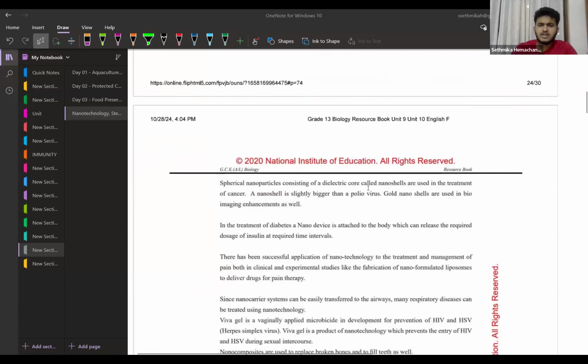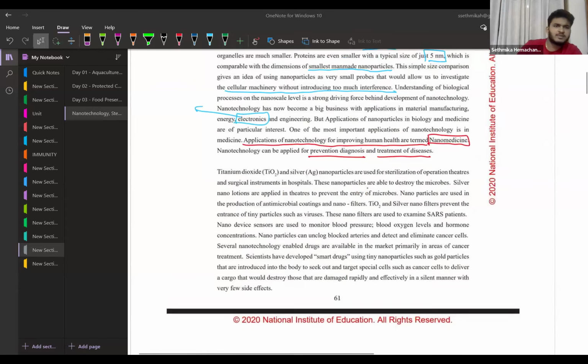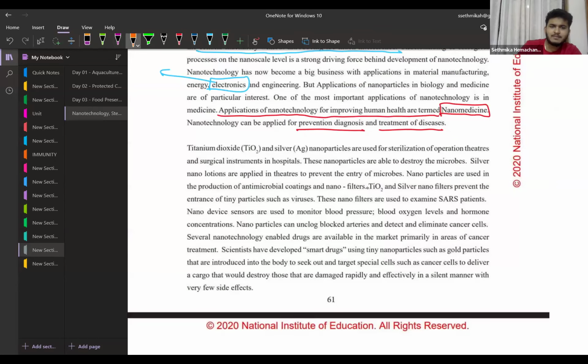The applications of nanotechnology in basically medicine. Right? So these are important. Titanium dioxide and silver nanoparticles are used for sterilization of operation theaters and surgical instruments in hospitals. So these nanoparticles are involved in killing microbes, right? So basically they are programmed so that microbes can be killed, right? So what are the two types of nanoparticles? Titanium dioxide and silver nanoparticles are used for the sterilization of operation theaters.